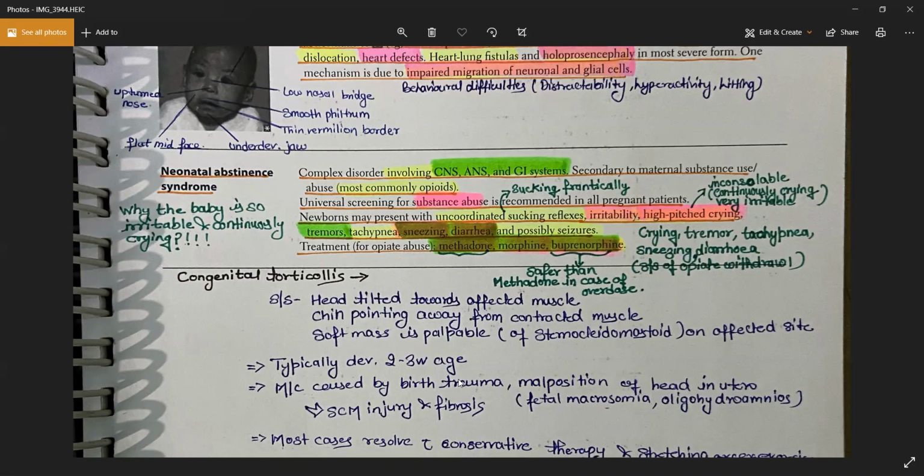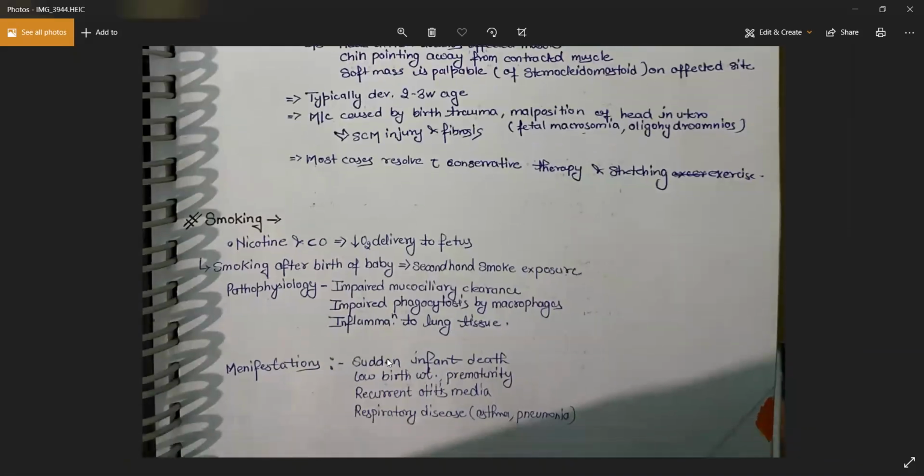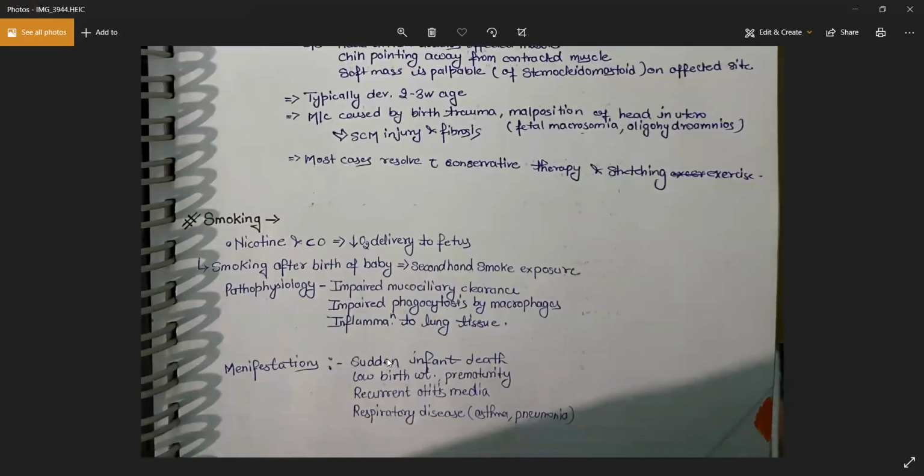So if step one asks what is the cause of this congenital torticollis, you will always answer malabsorption in utero, or maybe a malposition in utero. Macrosomia, oligohydramnios, any butt trauma can do that. So malposition, malabsorption, they all can do it. Why malabsorption? See, think about it.